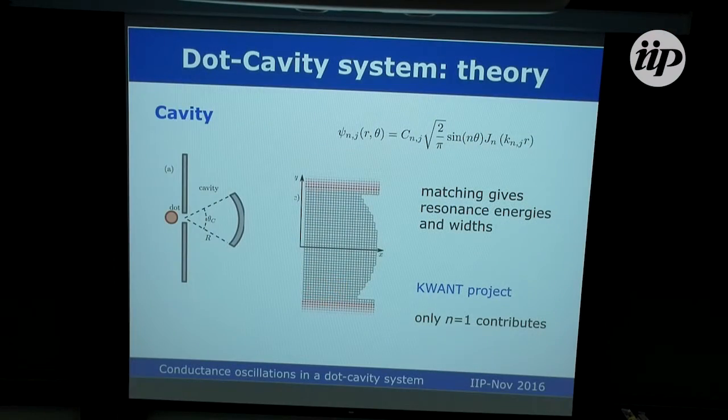And well, let's do it fast. So some of our collaborators were very fascinated about modeling the cavity very precisely, and we got very interesting results. And we used this Kwant project, which is also an interesting thing, where you can discretize whatever system you want and compute scattering matrices and transmissions, and it's an alternative to the recursive Green's function.